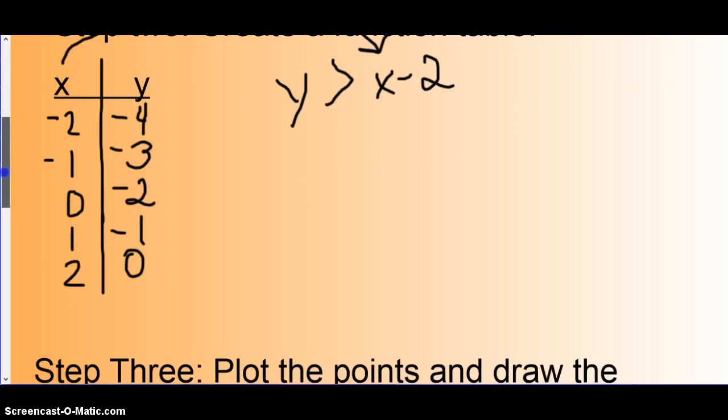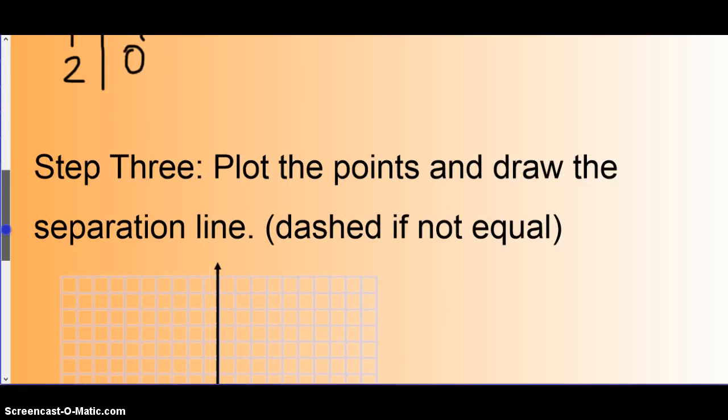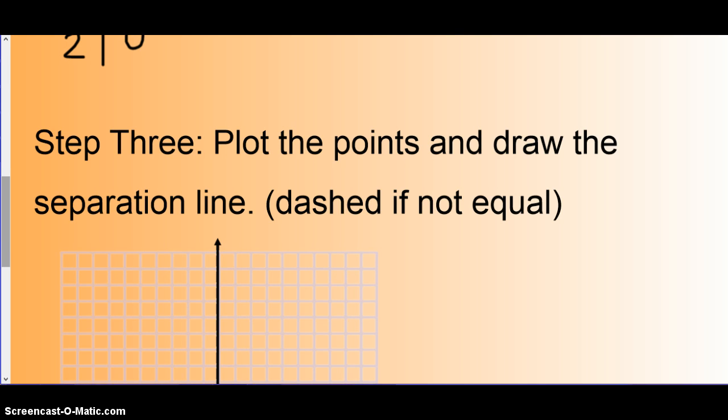We'll move this up, move this a little bit. We've got -2, -4, -1, -3, 0, -2, 1, -1, 2, 0. So make sure that you write that down. And I'm going to move this video down. We've got our step 3, which is to plot those points and draw the separation line.